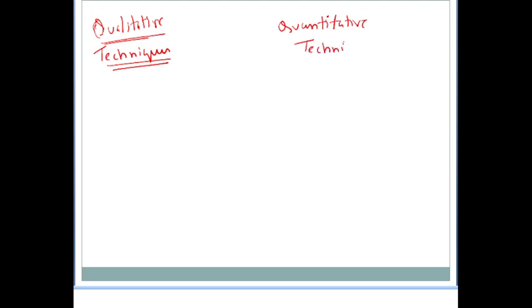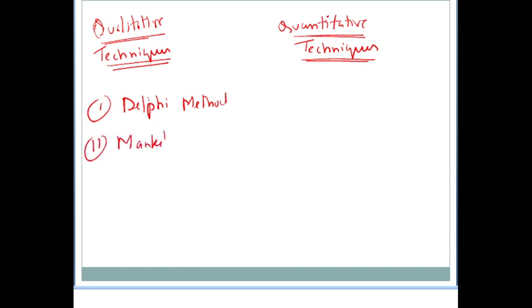Now, let me write it again for you. First one is the qualitative techniques and another one is the quantitative techniques. So what are the different types of qualitative techniques? The different types of qualitative techniques are Delphi method, second one is market survey, third one is historical analogy method.